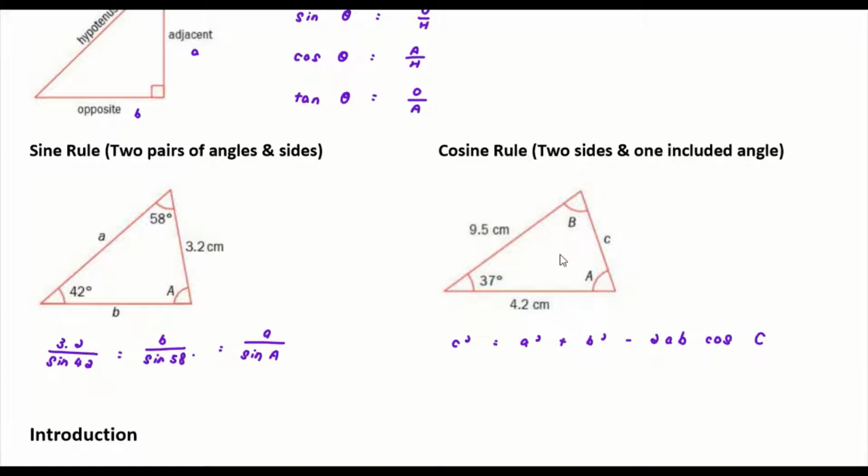Okay, so the idea is that this is the side that we want to find. So that's why we have 9.5 and 4.2 and one included angle. Then the side that we find is the one that is opposite, the one that you do not have, basically. Okay, so in this case, c square will be equal to 9.5 square plus 4.2 square, and then minus 2 times 9.5 times 4.2 and then cos 37.